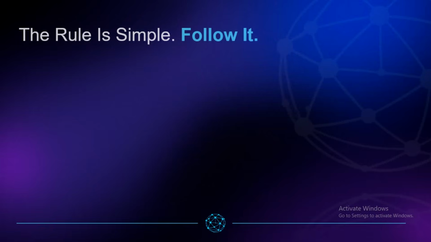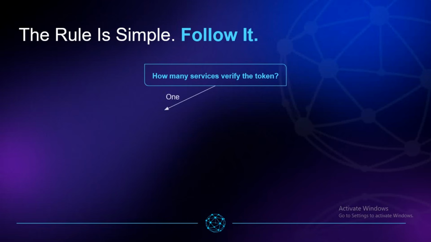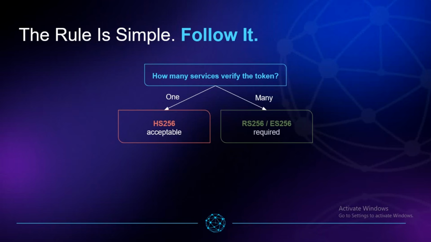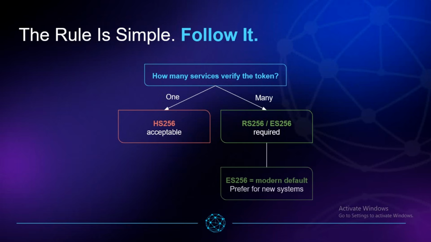And the rule is simple. You should only follow one question. How many services verify the token? If one service is fully internal, then HS-256 is acceptable. The moment you have more than one service verifying, in a microservice architecture, an API gateway, or anything, you need asymmetric RS-256 or ES-256 with no exceptions.